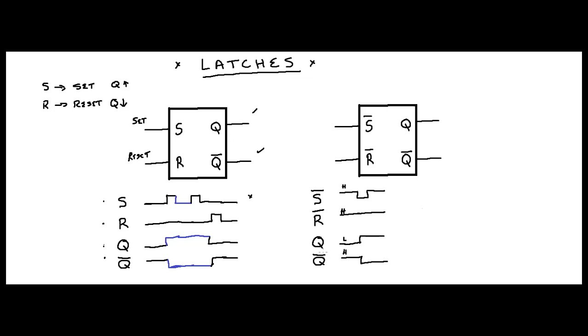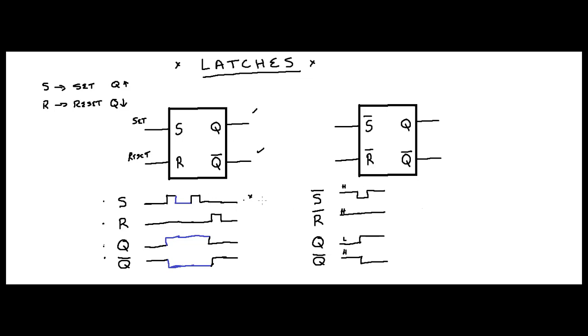Now look, if I had started, you have to start somewhere, right? You have to be given an initial state. I could have started with Q high and Q bar low. In that case, you would not have seen the transition, because when you set this latch, Q was already high. So that's why I set Q low first, so you could see the transition, okay?